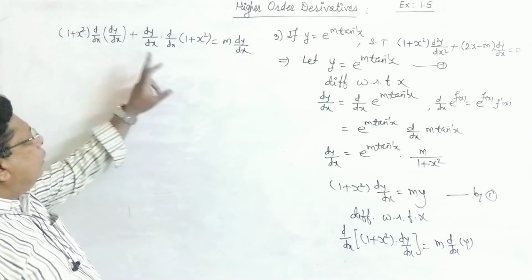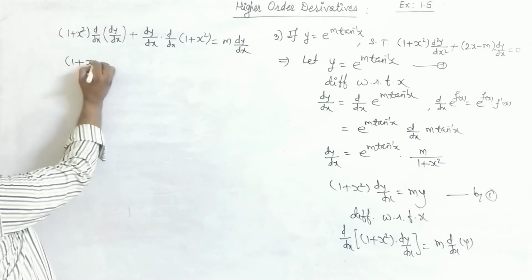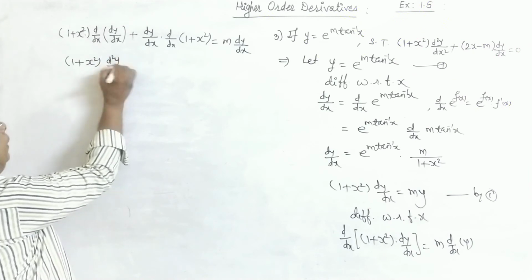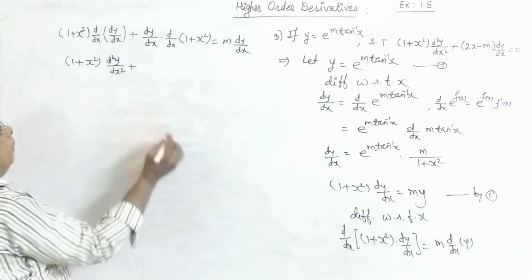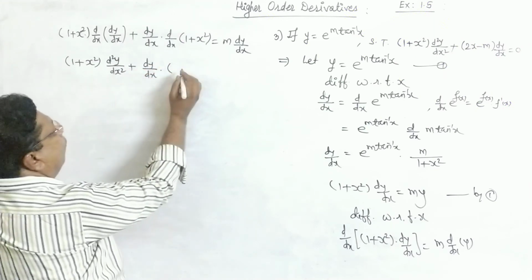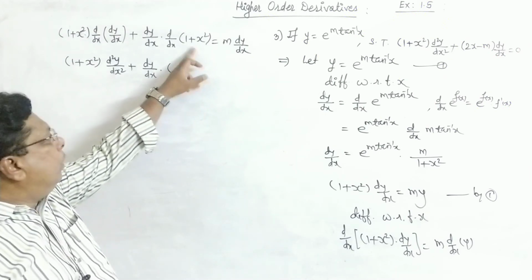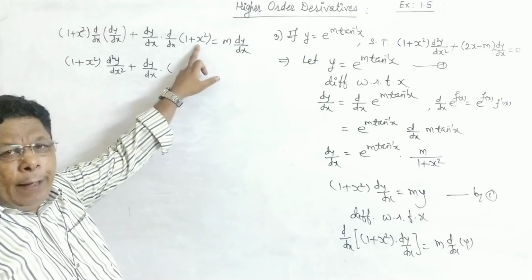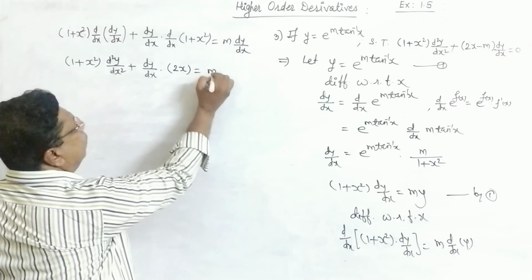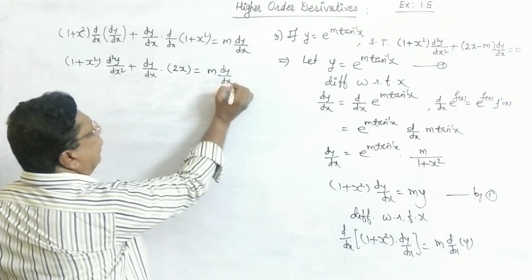Now you have to take the derivative of the term that is in front of dy by dx. So therefore 1 plus x square, derivative of dy by dx is d square y by dx square, plus dy by dx. Derivative of 1 is 0 because 1 is constant, and derivative of a constant term is 0. 0 plus x square. Derivative of x square is 2x, is equal to m into dy by dx.